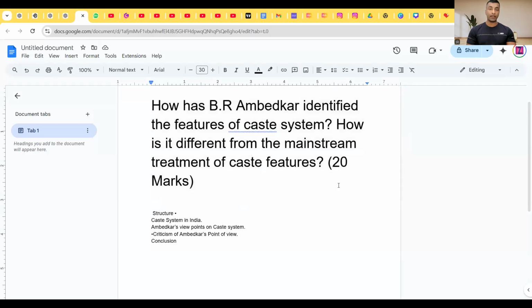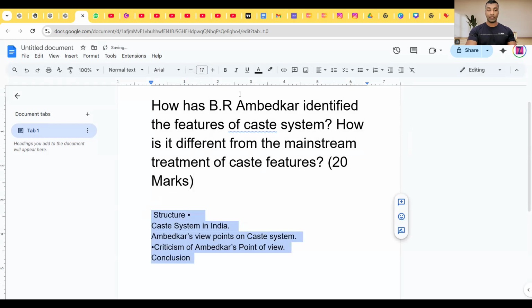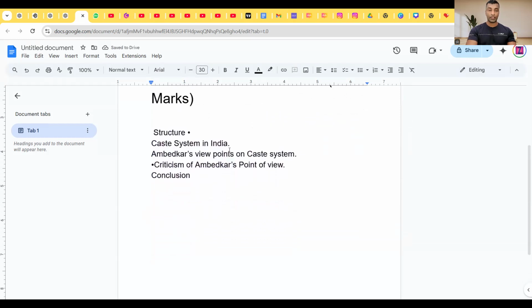Okay, so here is the question that we have. How has B.R. Ambedkar identified the features of caste system and how is it different from the mainstream treatment of caste features? So if you look at the structure, this is how you need to answer. So these are the elements that you need to give. You need to talk about what is caste system in India and then talk about Ambedkar's viewpoints on the caste system and then give the criticisms of Ambedkar's point of view and talk about the difference and then you can conclude. So think about it, take a moment and then we can discuss this.